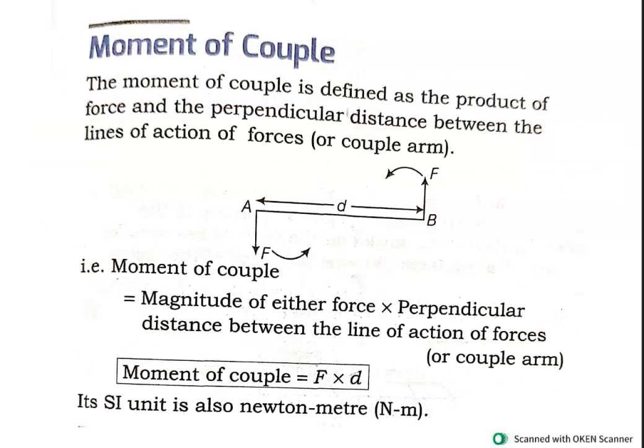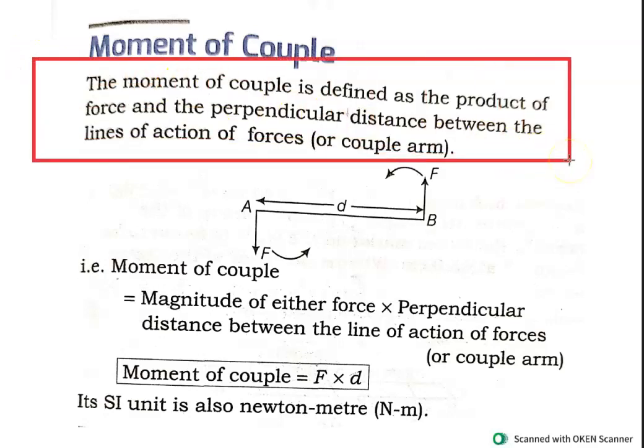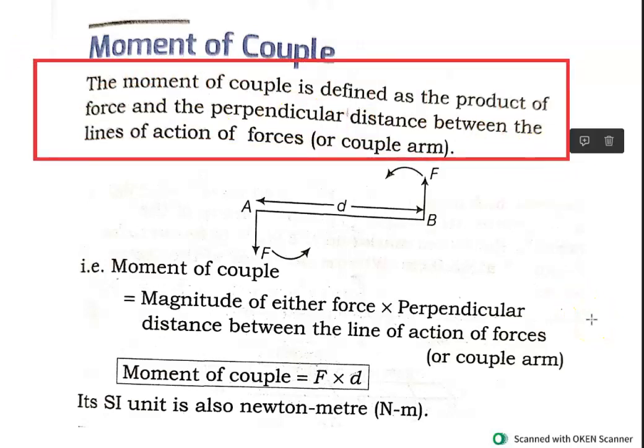We come to a new quantity that is known as moment of couple, which is due to two forces now. Moment of couple is defined as the product of force and perpendicular distance between the line of action of forces. Now this perpendicular distance that you can see in the diagram, that is denoted by D, is the perpendicular distance between the two forces which are shown in the diagram. That perpendicular distance D is known as arm of couple. So the perpendicular distance between two forces constituting a couple is known as an arm of couple.